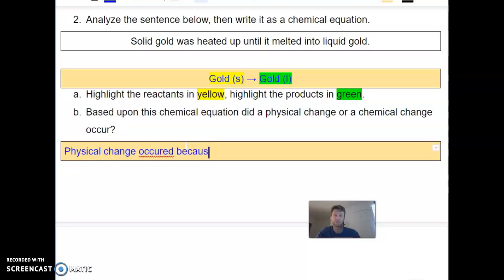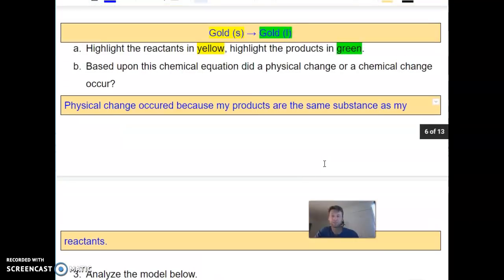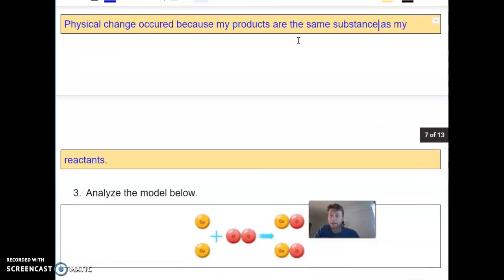Because my products are the same as my reactants, or the same substance as my reactants. Okay. Remember, gold, still gold, even though it's melted, just means that those atoms have more energy, so they're moving faster. So no new compound was made. Definitely a physical change. Let's move on to number 3.